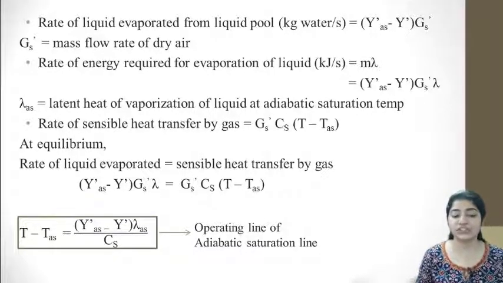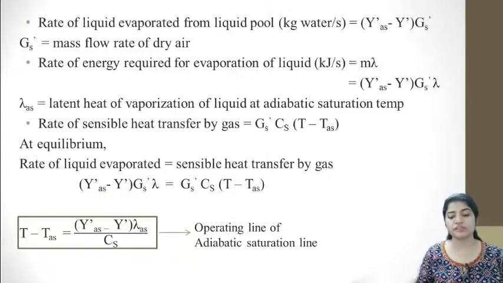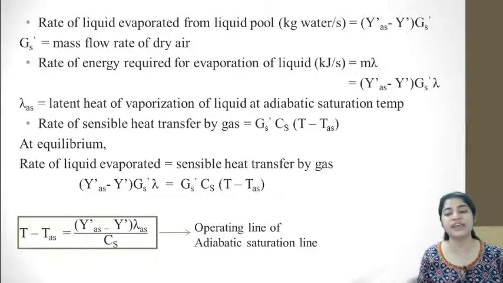Here Gs' is what? That is your mass flow rate of dry air, of course, because dry air is passing through it. Hence we are taking the mass flow rate of dry gas.